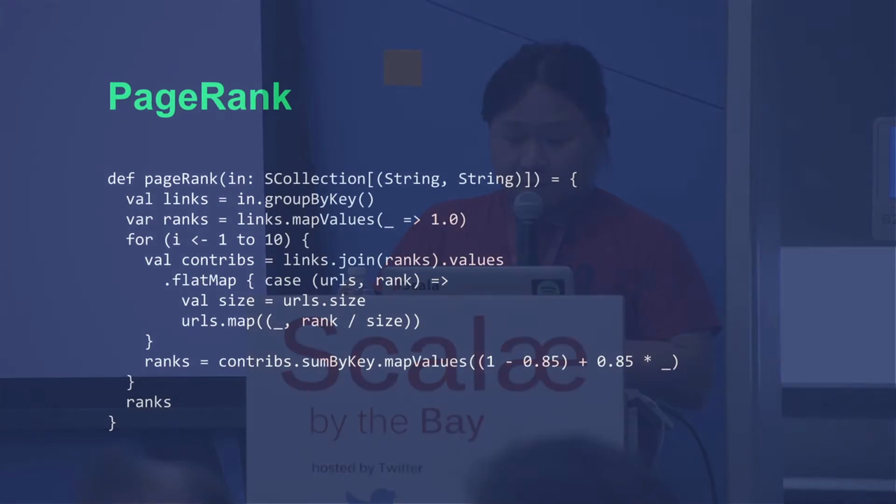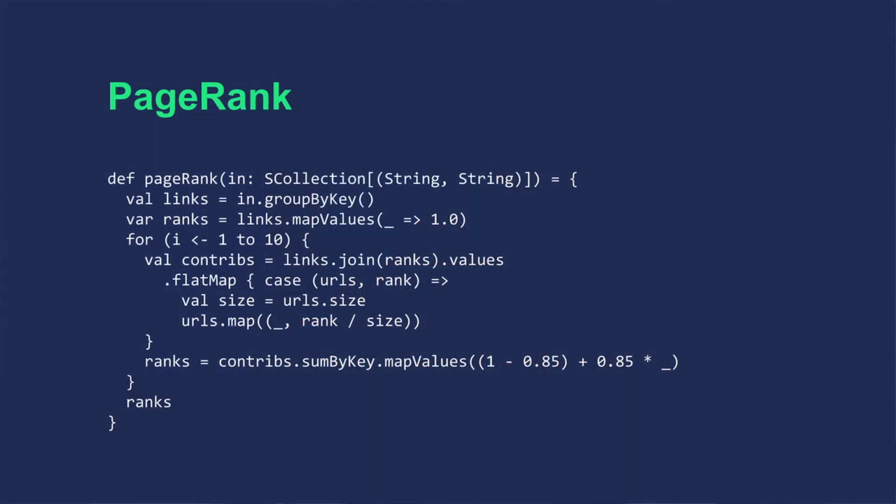And of course, PageRank. 10 iterations of PageRank. You have an input collection of tuple 2, source and destination strings. You map out the links and initialize the rank at 1.0, then over 10 iterations redistribute the rank, and then you apply a damping factor of 0.85. So that's PageRank in a couple of lines of code. That's what Scala people like: easy to write pipelines, easy to reason about.